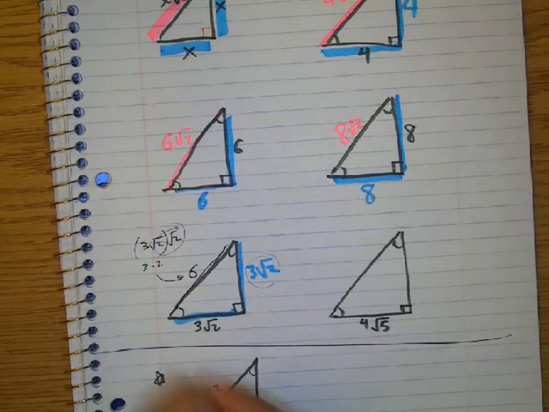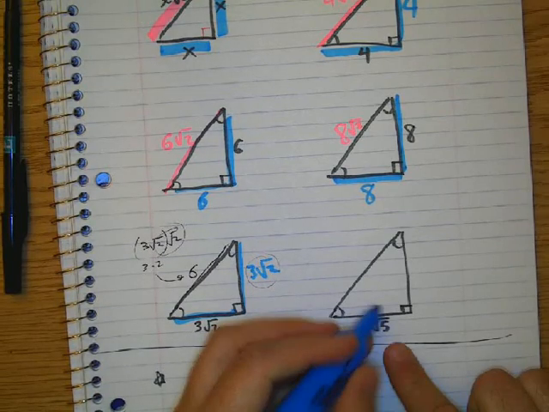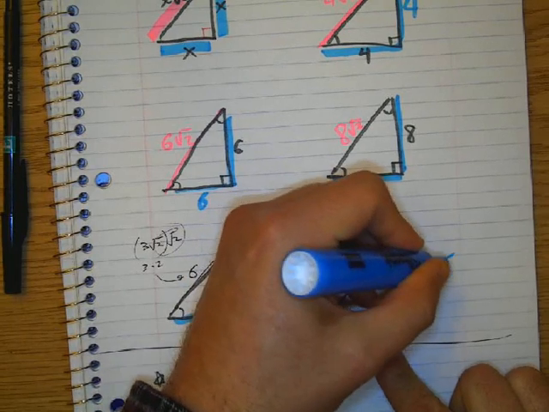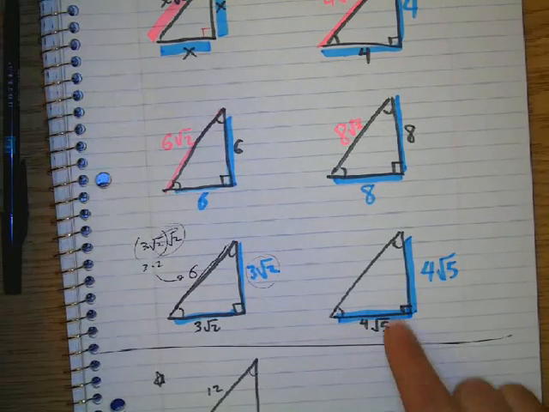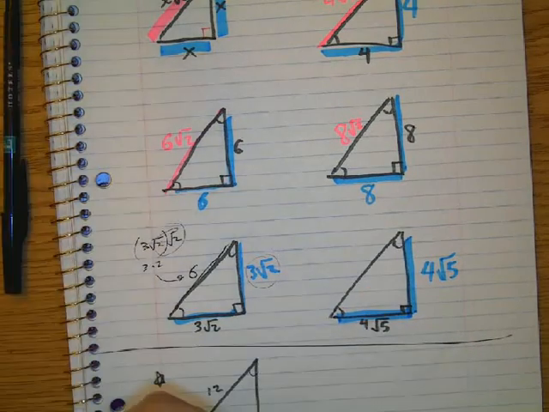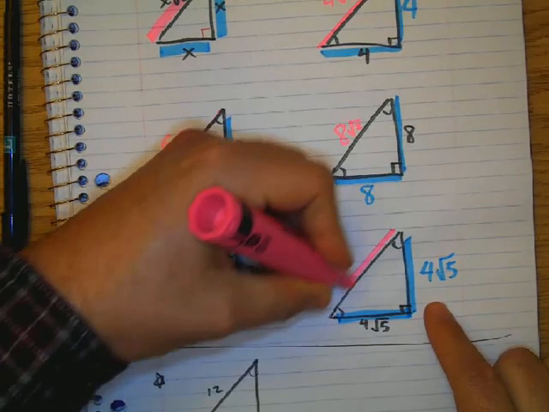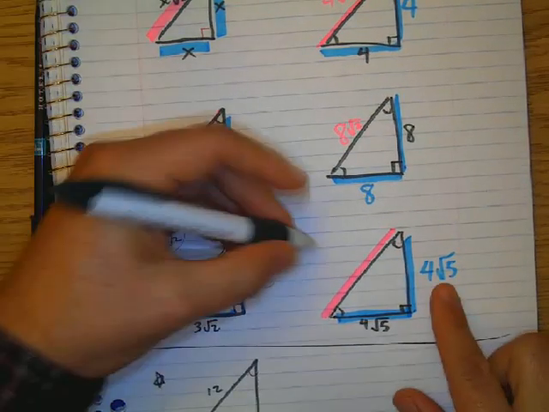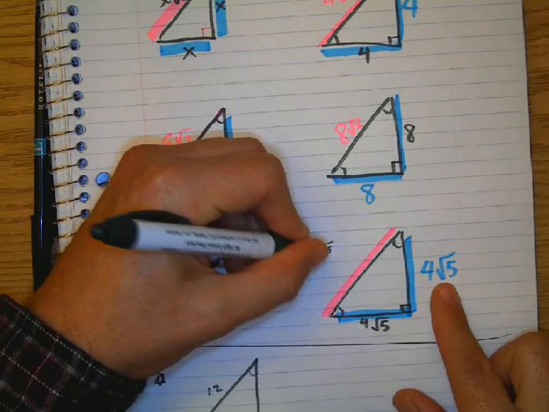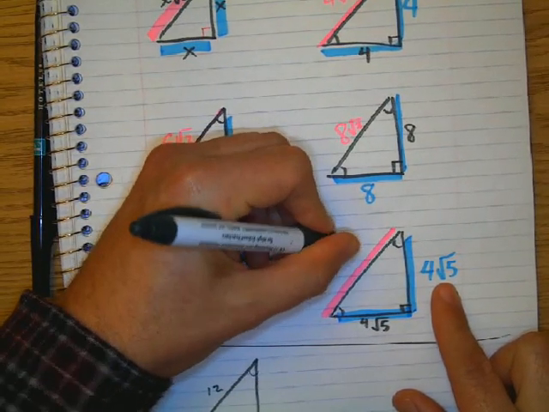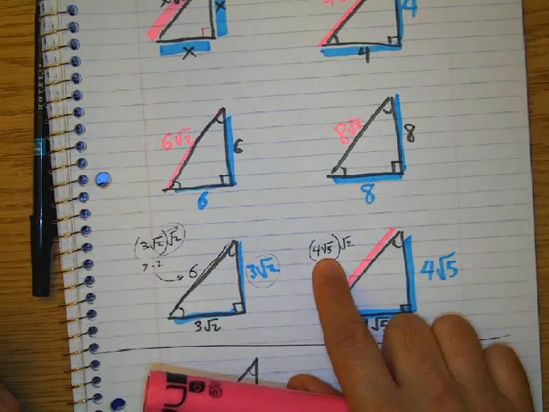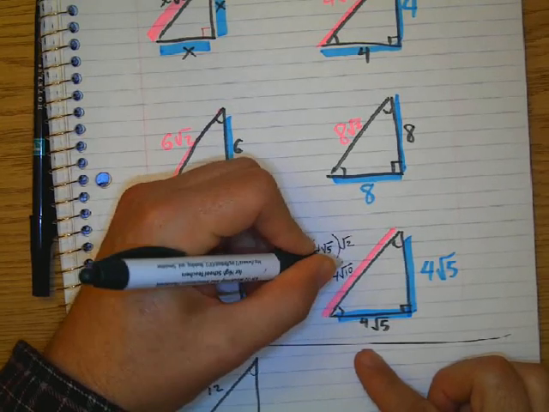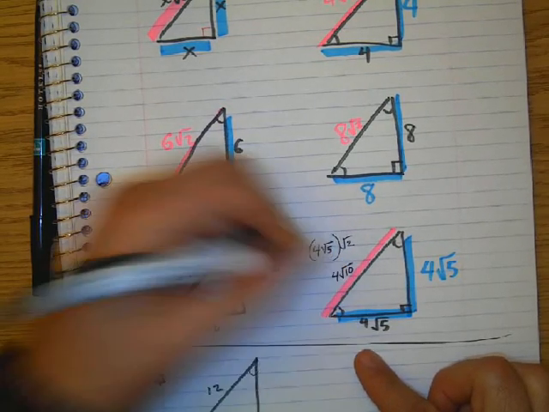Same situation, a little bit. This side and this side are going to be the same, so this is going to be 4 square root 5. And then this side here is going to be this value times square root 2. So I've got 4 square root 5 times square root 2. So square root 5 times square root 2, that's going to give me 4 square root 10. And that's this length here.